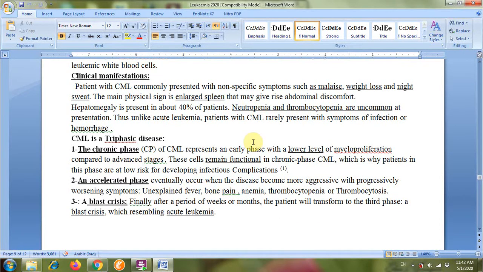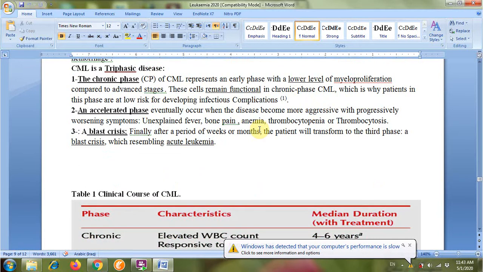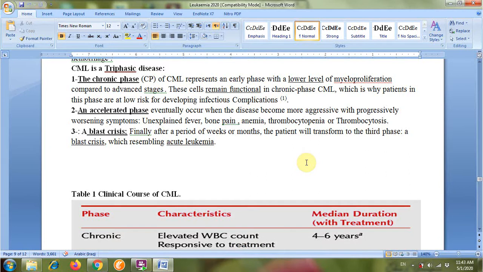The disease passes into three stages: the chronic phase, the accelerated phase, and the blast phase. When the patient presents in the chronic phase, it takes years, about 4 to 7 years. There is a gradual rise in the level of white blood cells, but there are no typical symptoms of chronic myeloid leukemia.